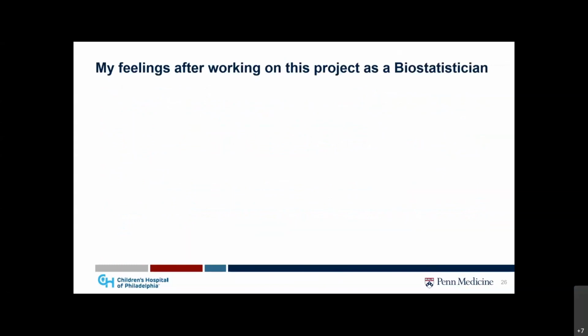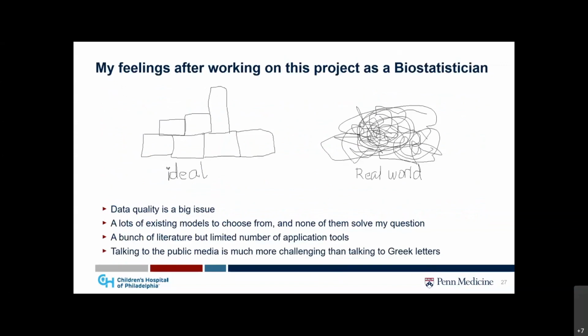And I would like to share some of my thoughts on working on this project. I feel this is a very challenging project to work on. At first, we thought we were working on building blocks, but in reality, we are actually trying to disentangle a huge mess. Data quality is a big issue: a lot of measurement errors, reporting issues, testing capacity, all these affect our results. And also we found that when we have a message, it's very challenging how to deliver this message to the public and media. It's much more challenging than talking about Greek letters.